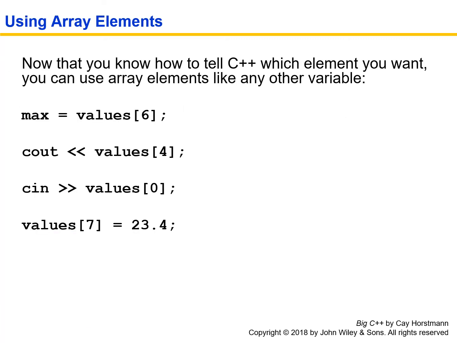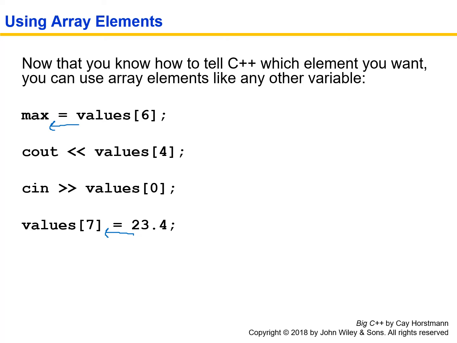Okay. Now that you know how to tell C++ which element you want, you can use array elements like any other variable. You can use assignments, max equals values at 6. You can use assignments in the other direction. Values at 7 equals 23.4. That replaces whatever's in the 8th box of values with the value 23.4.